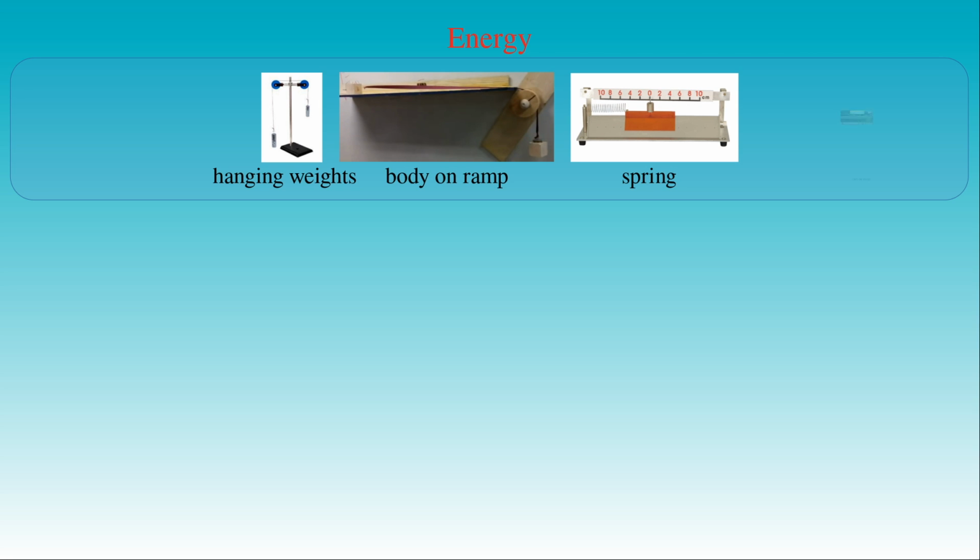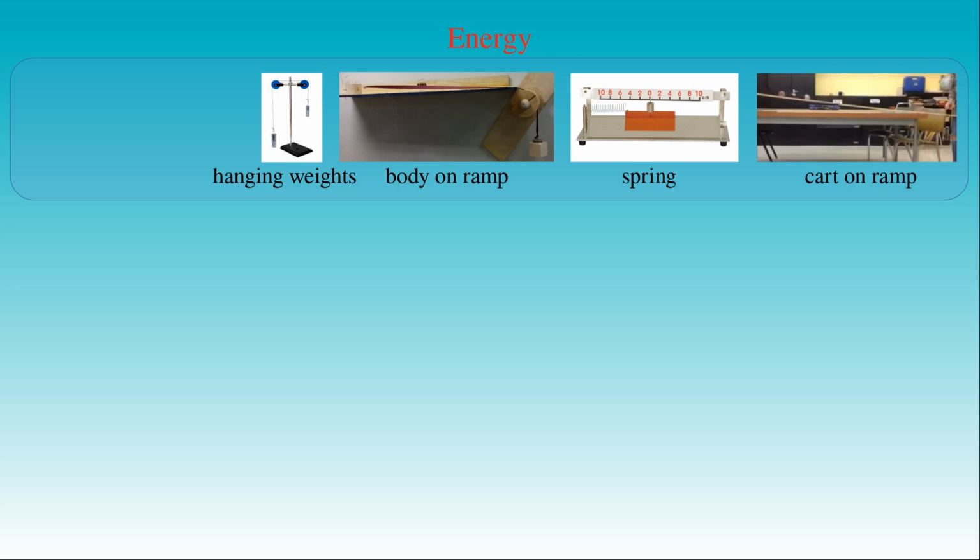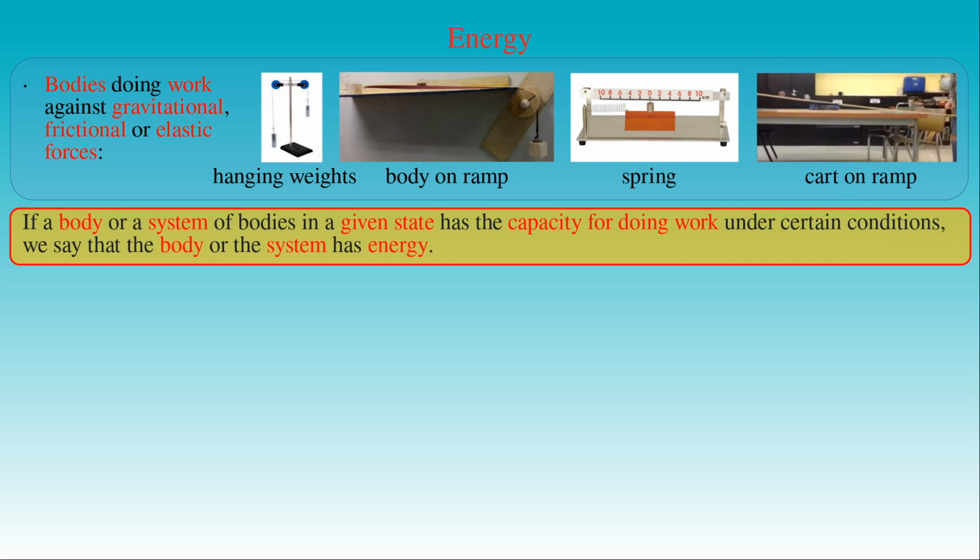If we push a cart on a table, then it will be able to coast up a ramp and reach a given height, or compress a spring with one end fixed. In these examples, we can see that the lifted body, the stretched spring and the traveling cart are capable of doing work, that is, these bodies have the capacity of doing work against gravitational, frictional and elastic forces. Then we have the following general statement. If a body or a system of bodies in a given state has the capacity for doing work under certain conditions, we say that the body or the system has energy.